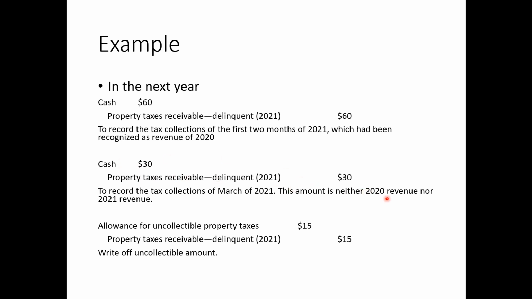It's neither a revenue for 2020 nor 2021. This is very unique because we're going to view it as unavailable for 2020. It's too late, but we cannot apply it to 2021 because basically this is a 2020 tax, right? And eventually we're going to write off the uncollectible amount: debit allowance for uncollectible property tax, and credit property tax receivable delinquent.